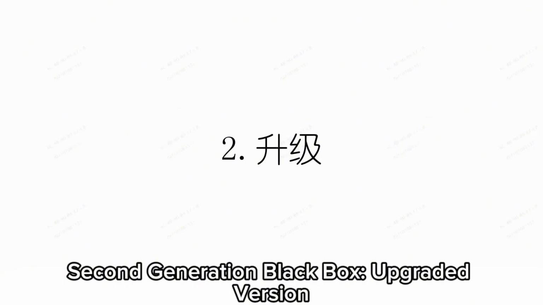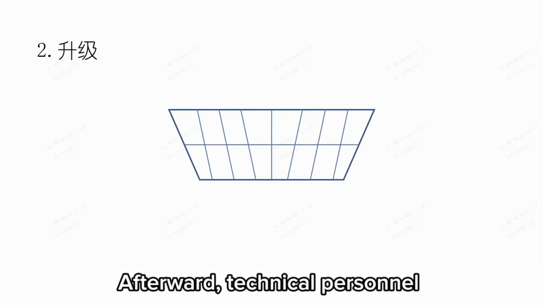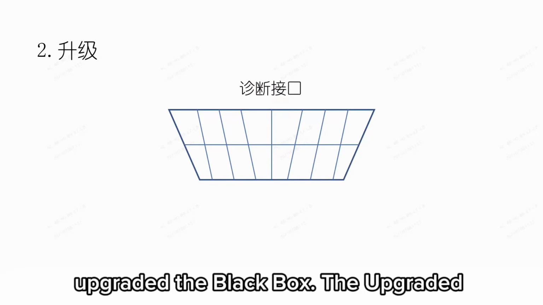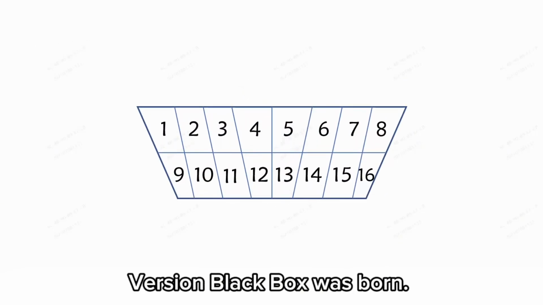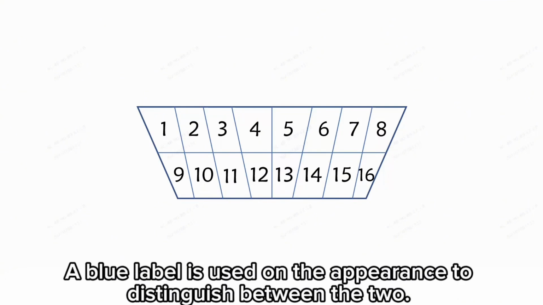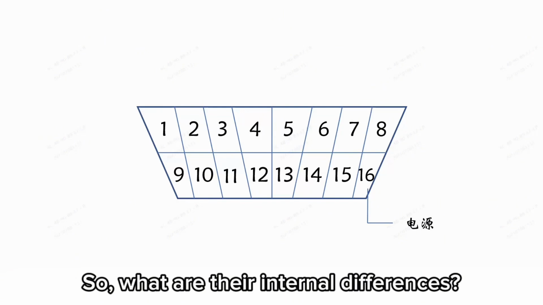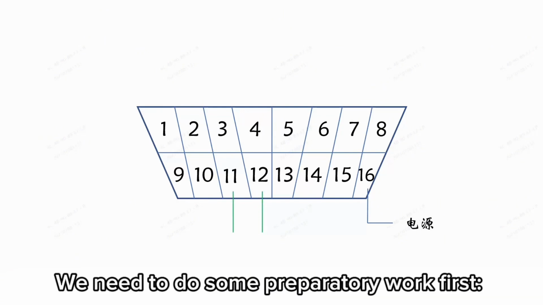Second generation black box, upgraded version. Afterward, technical personnel upgraded the black box, and the upgraded version black box was born. A blue label is used on the appearance to distinguish between the two. So what are their internal differences? To understand this, we need to do some preparatory work first.